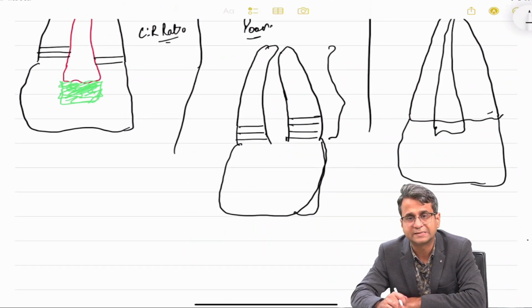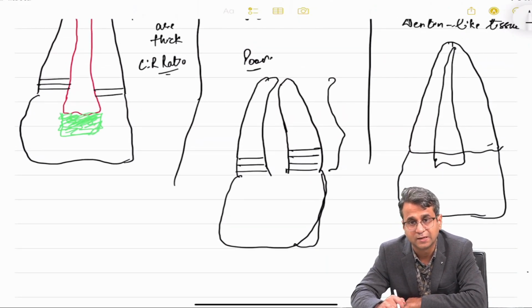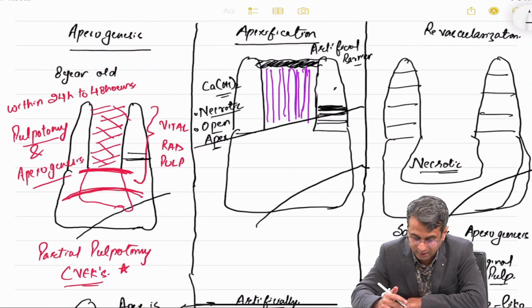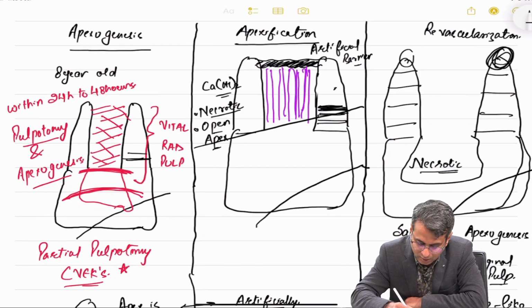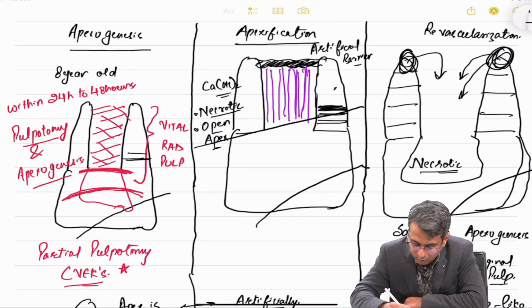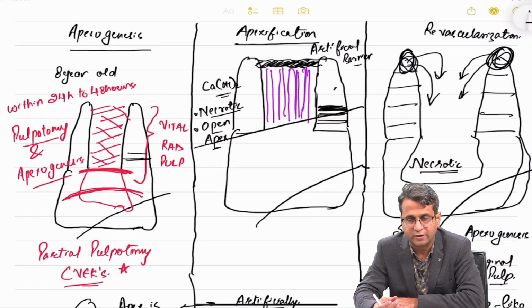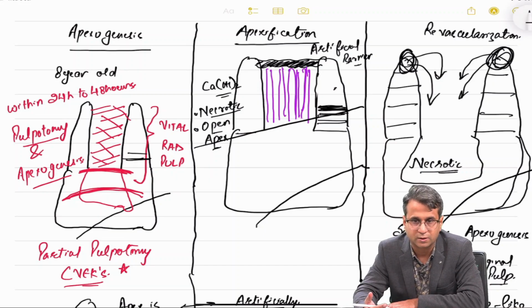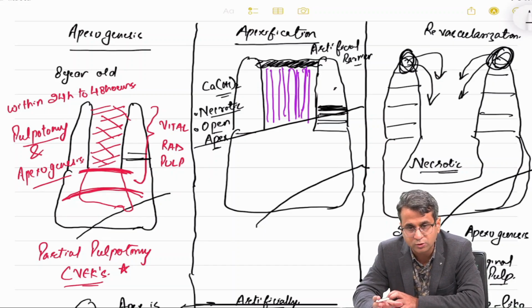So how do we get this in revascularization? Because over here, though the pulp was necrotic, with the help of some cells over here, stem cells, we create a pulp like tissue, which will come into this pulp space, and now we will have a functional pulp like tissue. Now that functional pulp like tissue will start forming the root part. Okay, so the root wall will get thickened also, and the root wall will get elongated also.